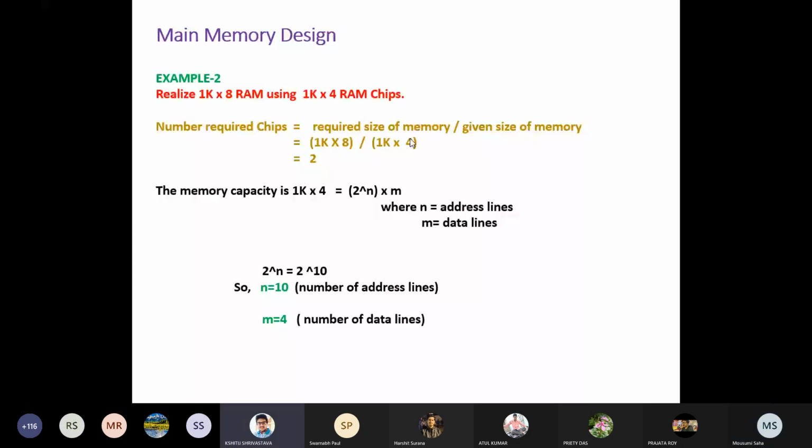Ma'am, one doubt. If each address line is storing m bits, then why is it 2 to the power n into m? It should be 2 to the power n into 2 to the power m, because if m bits are being stored, we will get 2 to the power m combinations, right?